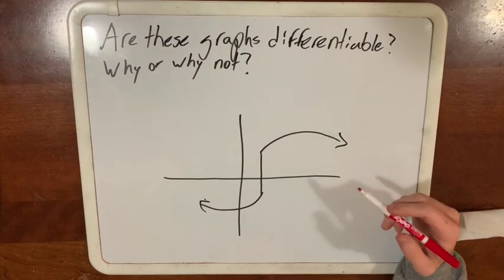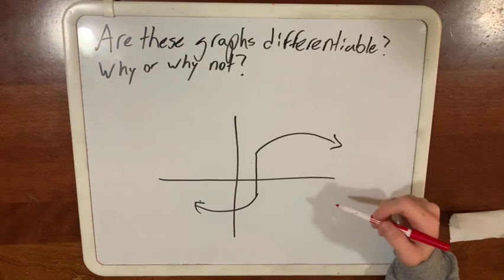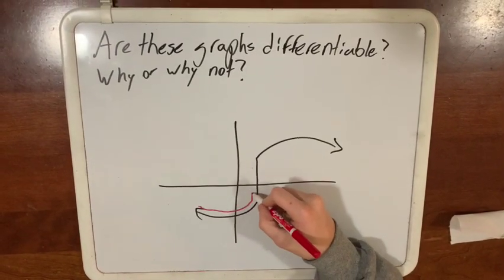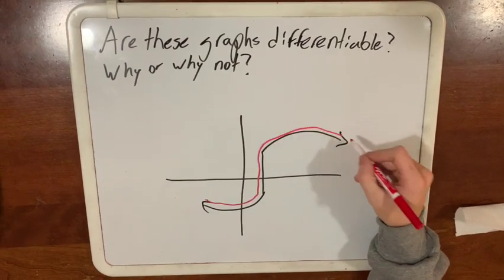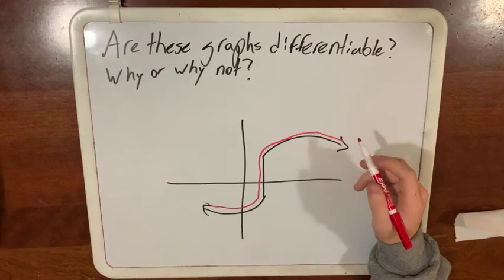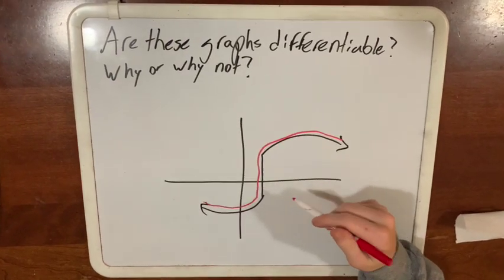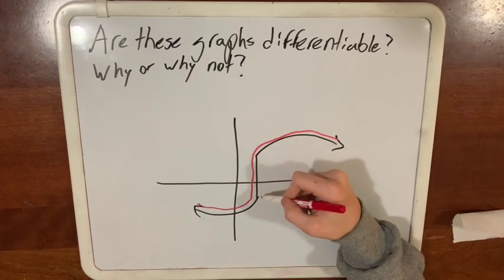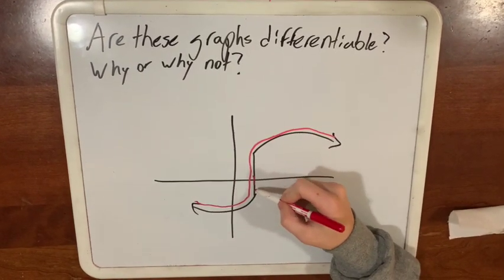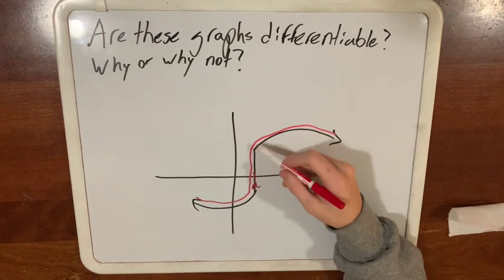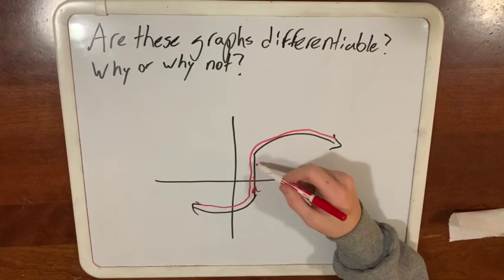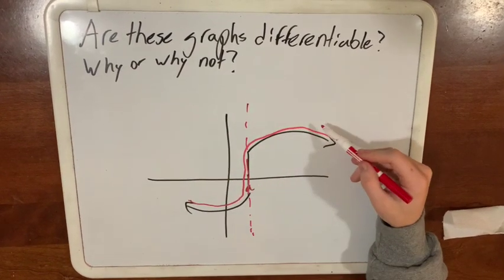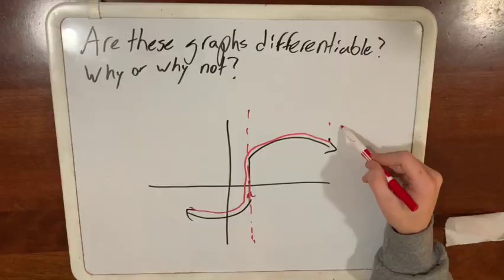Okay, so let's take a look at this second graph. Is this graph differentiable? Well, it is continuous because you can trace it and you won't have to take your pen off the paper. But remember, continuity does not necessarily mean differentiability. This graph actually has a vertical slope at this point right here. Because it has a vertical slope, the slope is undefined, and therefore it is not differentiable at this point. Therefore, although the function is continuous, it is not differentiable.